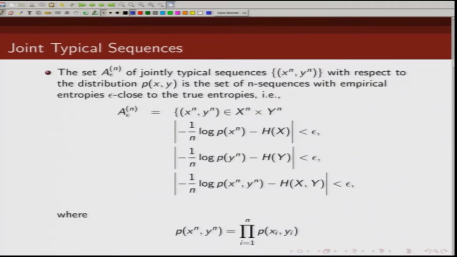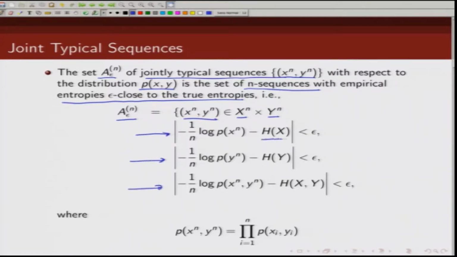So, a set of jointly typical sequences of this pair x^n and y^n with respect to this joint distribution P of xy is a set of n sequences whose empirical entropies are epsilon close to the true entropy. So, the joint typical set is defined as follows. It is a pair of sequences x^n and y^n, x^n belonging to X^n and y^n belonging to Y^n, which satisfies these properties.